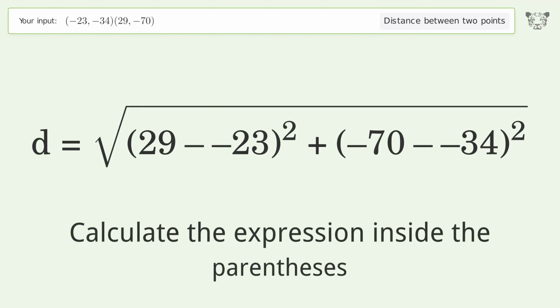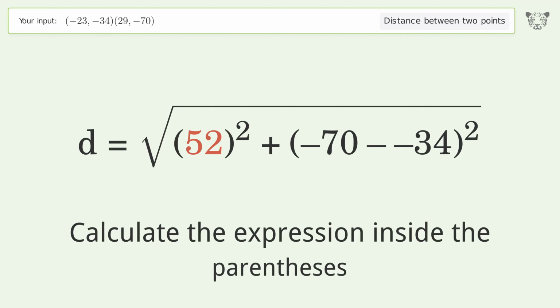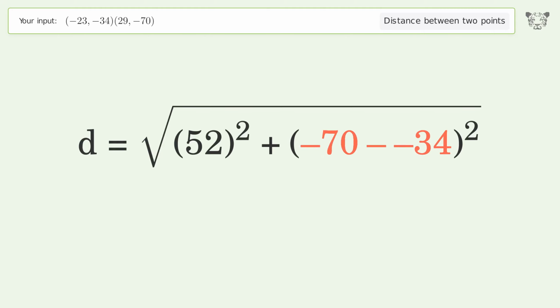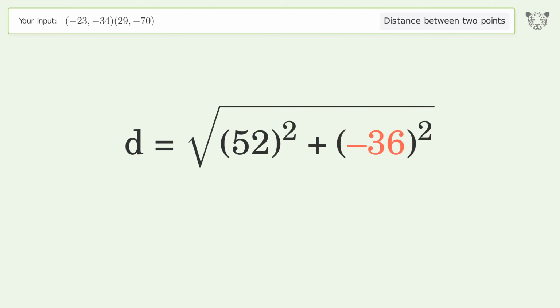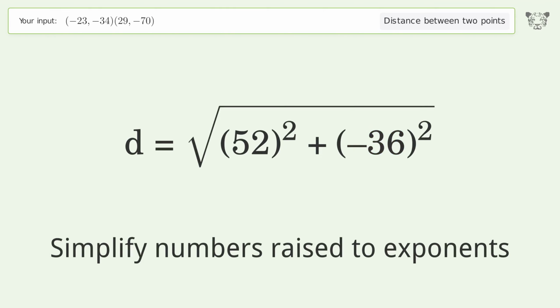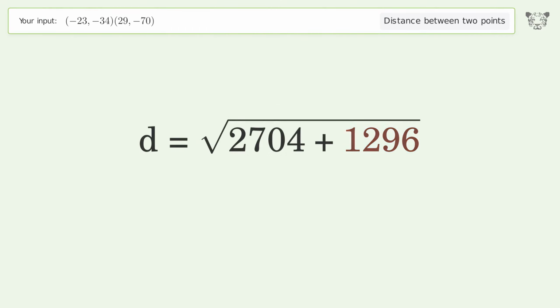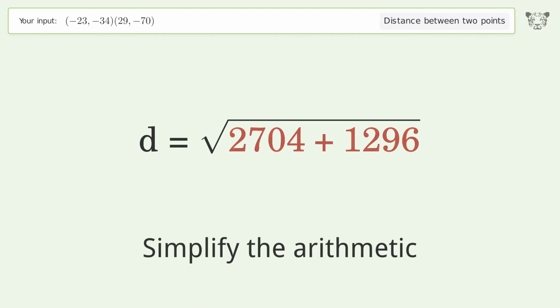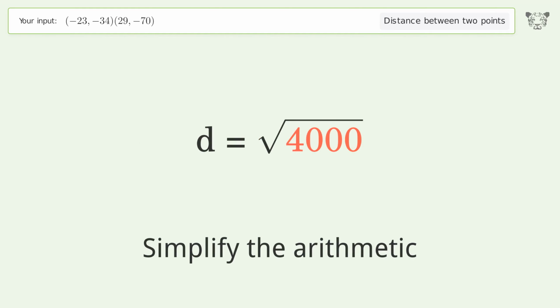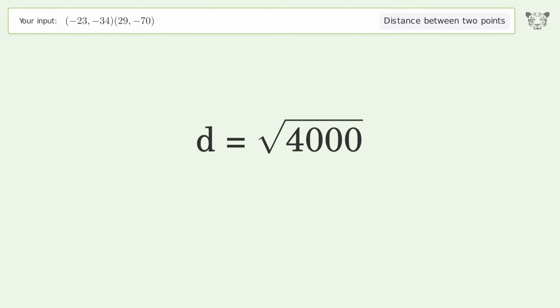Calculate the expression inside the parentheses. Simplify numbers raised to exponents. Simplify the arithmetic. And so the distance between the 2 points is the square root of 4,000, or 63.246.